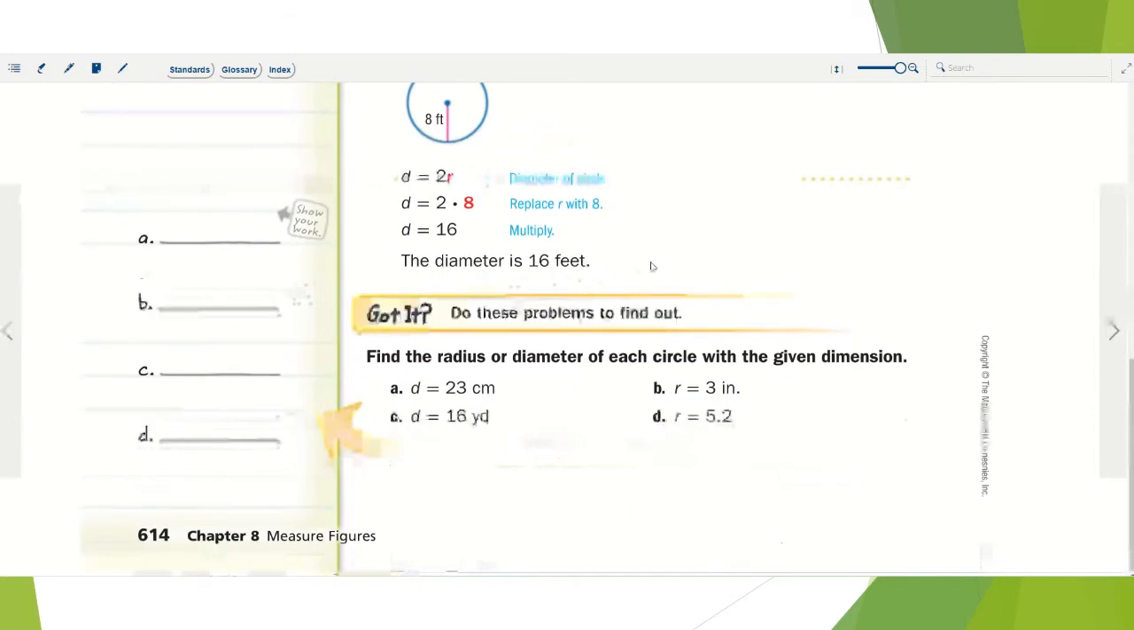So what you can do at this time is pause your video and go ahead and complete Got It problems A, B, C, and D. You're going to notice that you're finding the radius or the diameter.